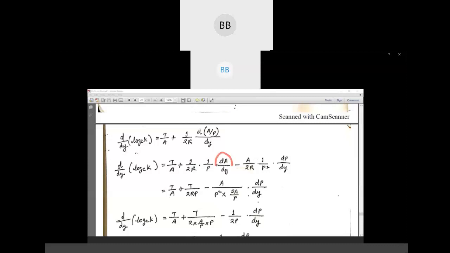here again we have considered top width. That is why this is t. Then we have r into p, twice rp minus area. Then this we have p square. In place of r, we have replaced a by p. And this will be same dp by dy.